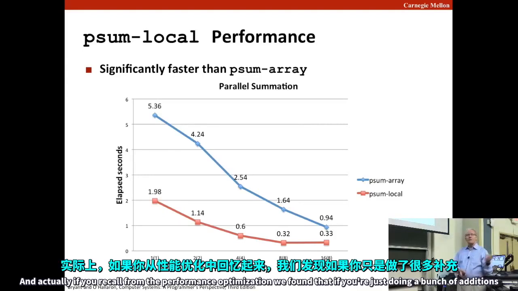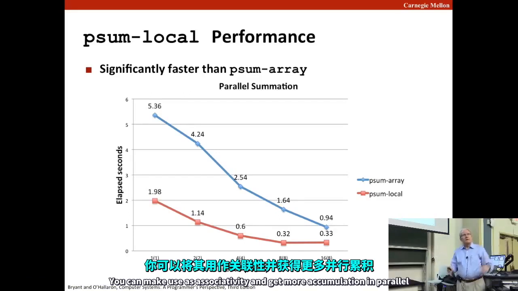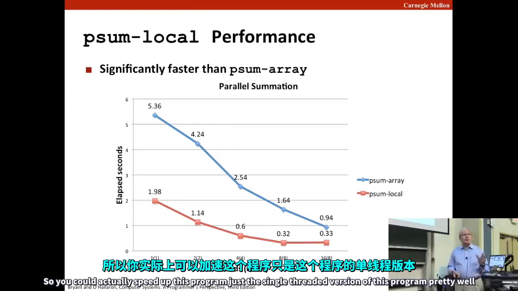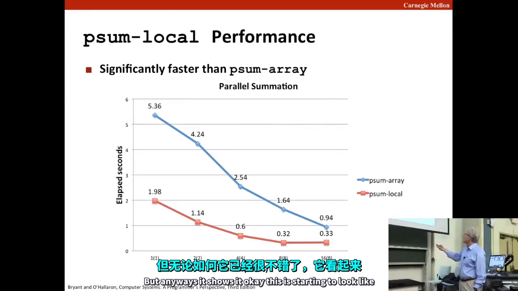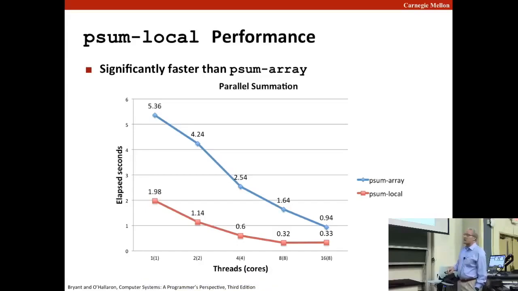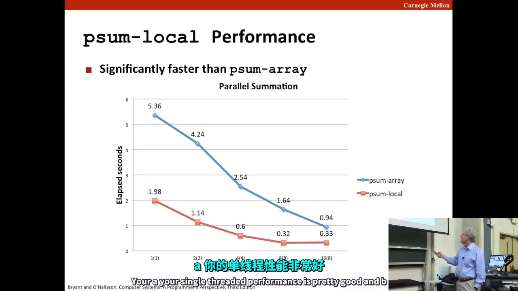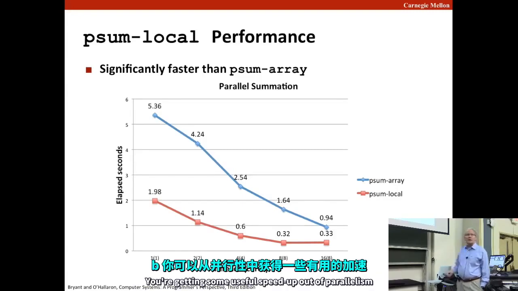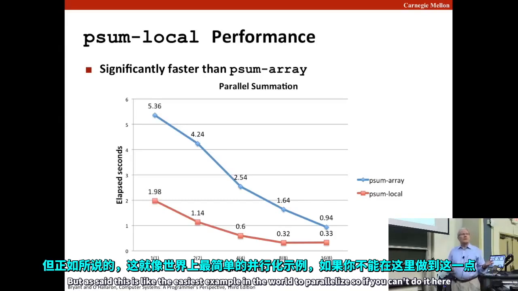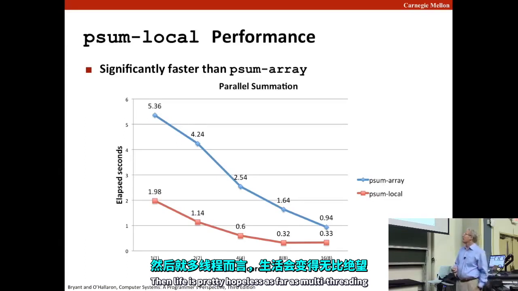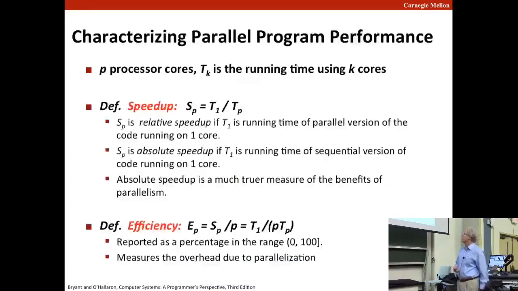And actually, if you recall from the performance optimization, we found that if you're just doing a bunch of additions, you can make use of associativity and get more accumulation in parallel. So you could actually speed up the single-threaded version of this program pretty well. But anyways, it shows that, A, your single-threaded performance is pretty good, and B, you're getting some useful speed up out of parallelism. But as I said, this is like the easiest example in the world to parallelize. So if you can't do it here, then life is pretty hopeless as far as multi-threading.